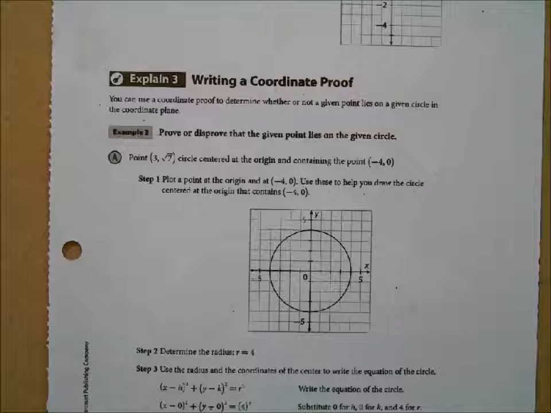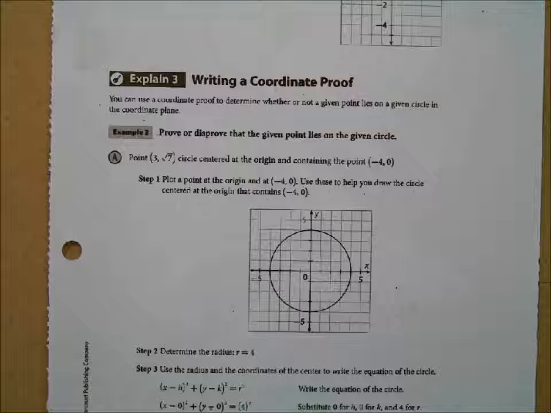The first thing it suggests, for step 1, is to plot a point at the origin for the center of the circle and at (-4, 0), and then use these to help you draw the circle centered at the origin that contains the point (-4, 0). And they do that right there. What's the radius for the circle? It's 4. If we count from the center to any point, 1, 2, 3, 4, it's 4 units away. And in fact, that's what we're told right there, too. The radius is 4.